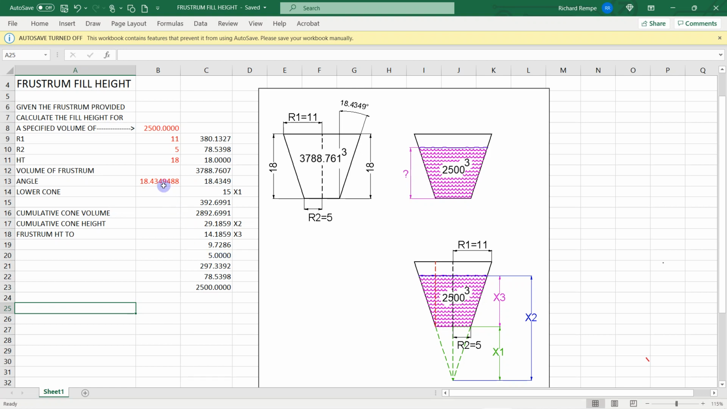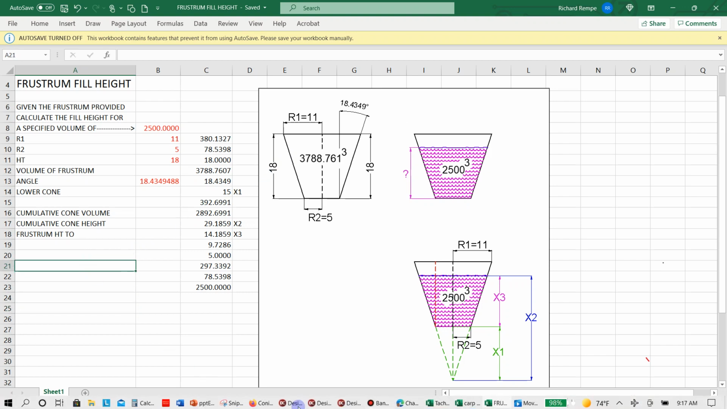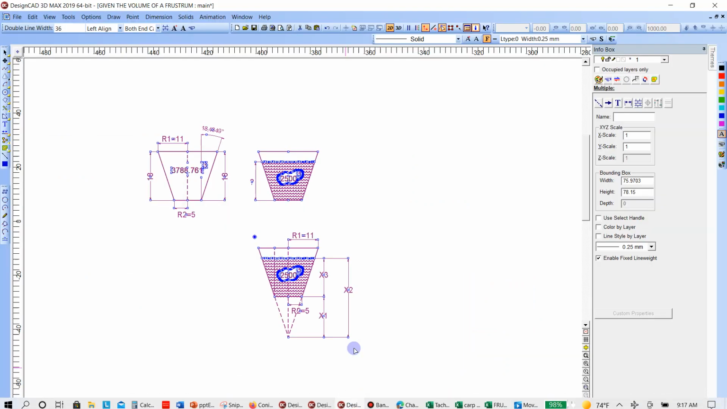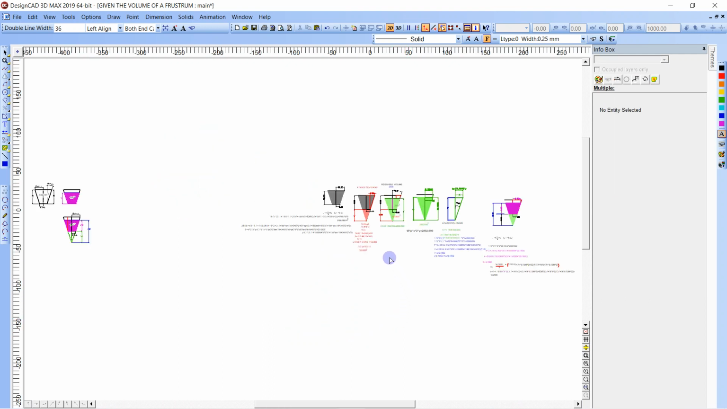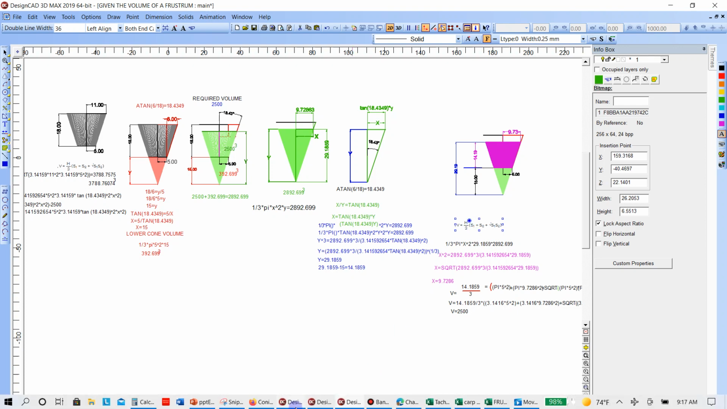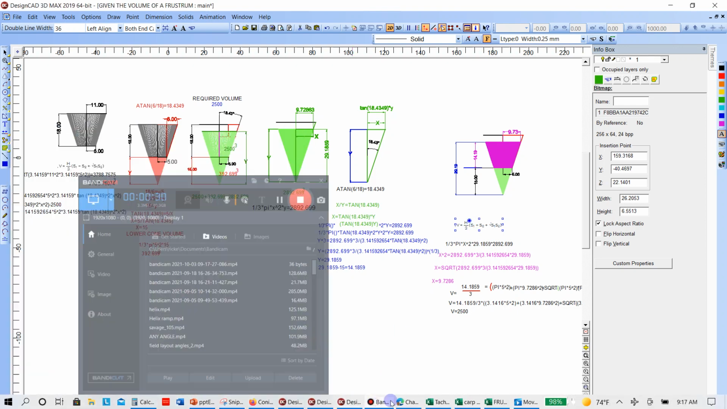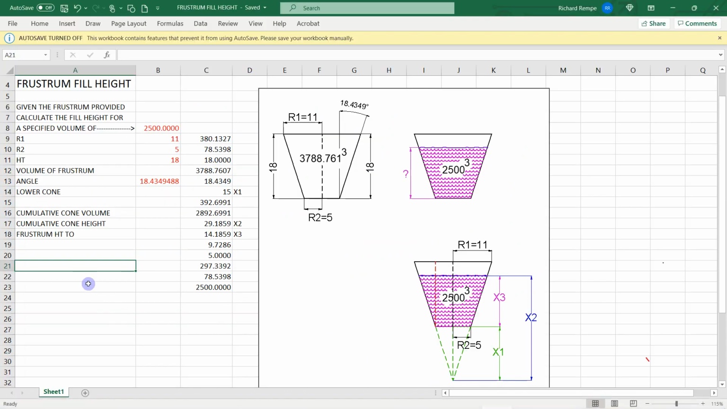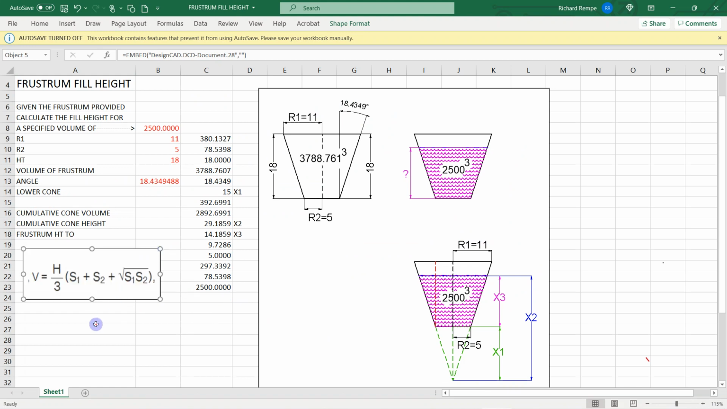Alright, welcome. In this video I'm going to show you how to calculate the height of a given volume that's inside of a provided frustum. So pretty straightforward. I think I got the formula here, I can copy and paste it. This is the formula for the frustum, which is right here.